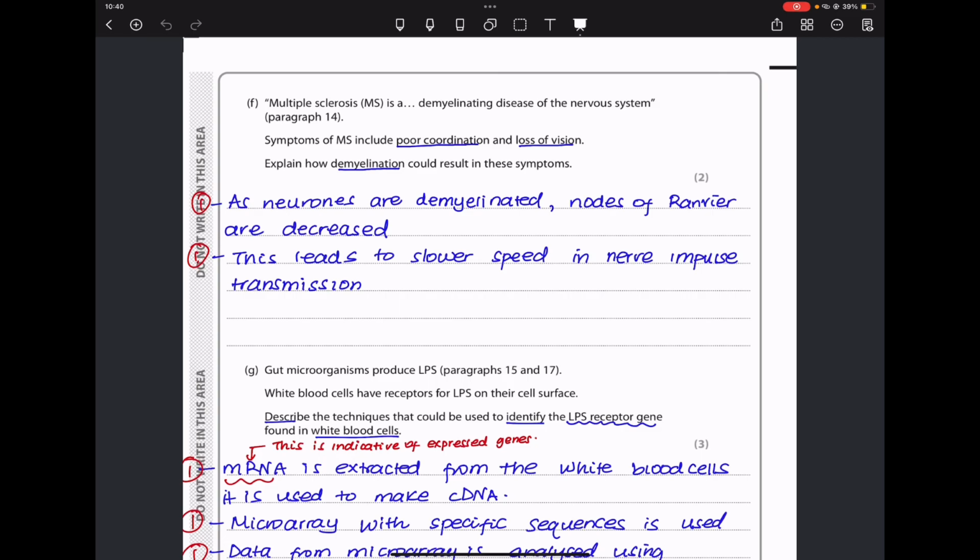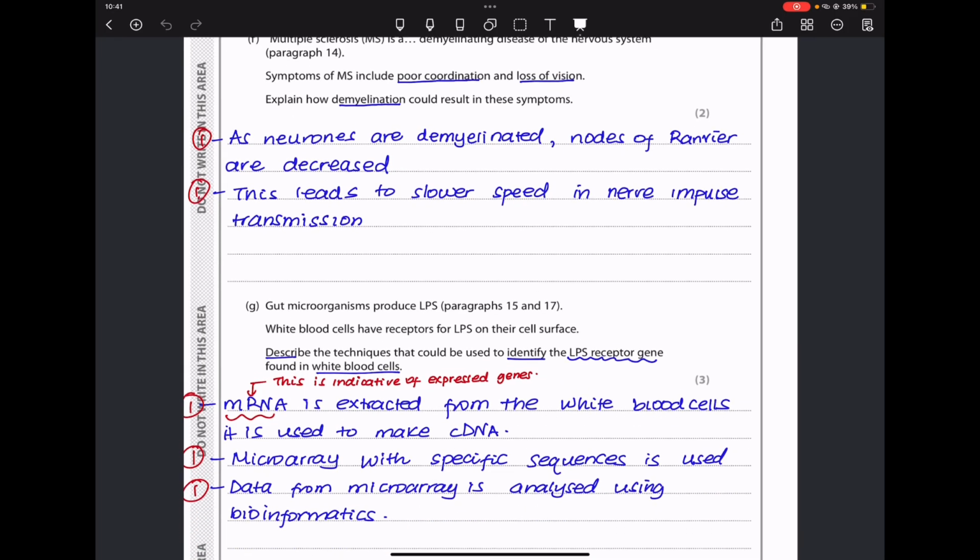Then they say multiple sclerosis, MS, is a demyelinating disease of the nervous system. Here, paragraph 14. Symptoms of MS include poor coordination and loss of vision. Explain how demyelination could result in these symptoms. Demyelination is removal or loss of myelin from neurons. This is going to slow down the speed of nerve impulse transmission. So I said as the neurons are demyelinated, saltatory conduction at the nodes of Ranvier is going to decrease. This leads to slower speed in nerve impulse transmission.